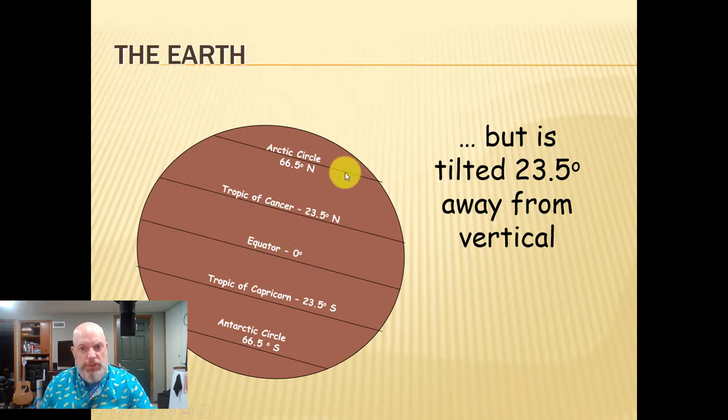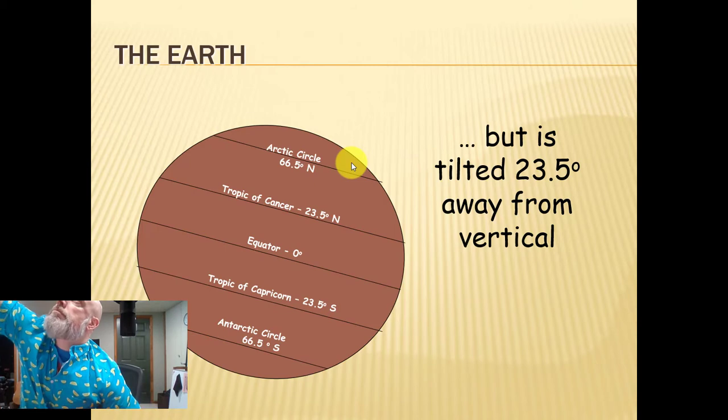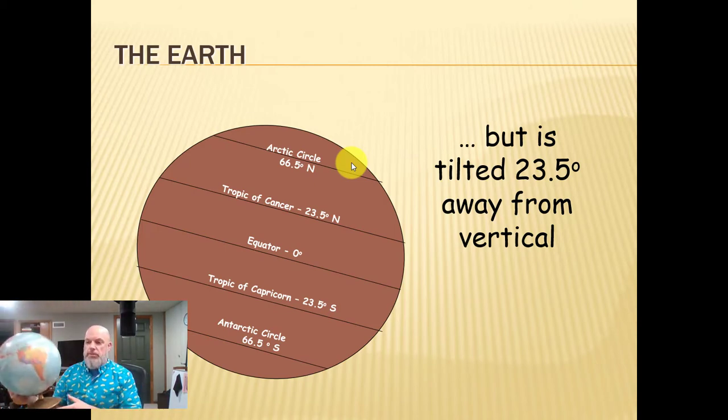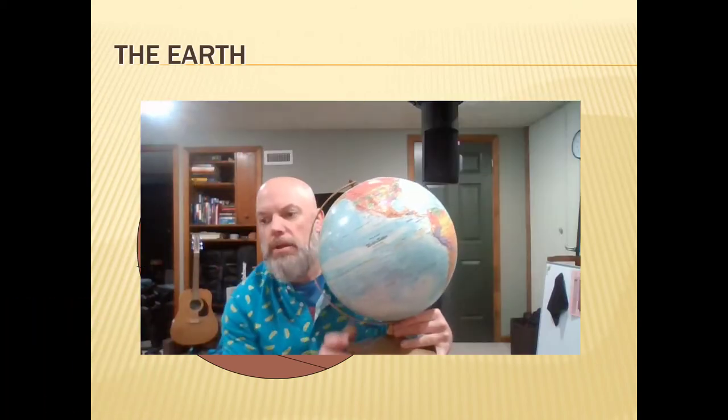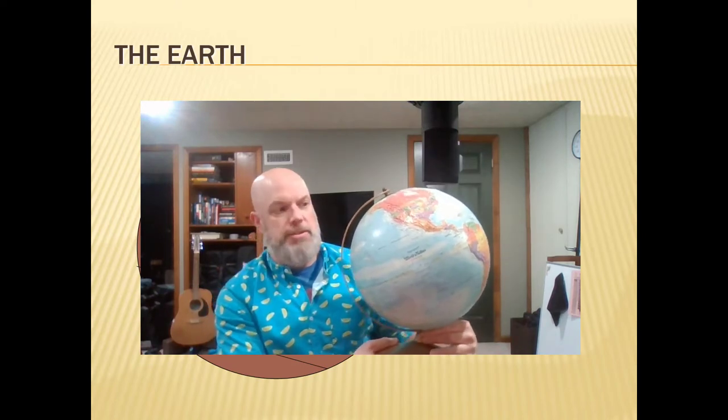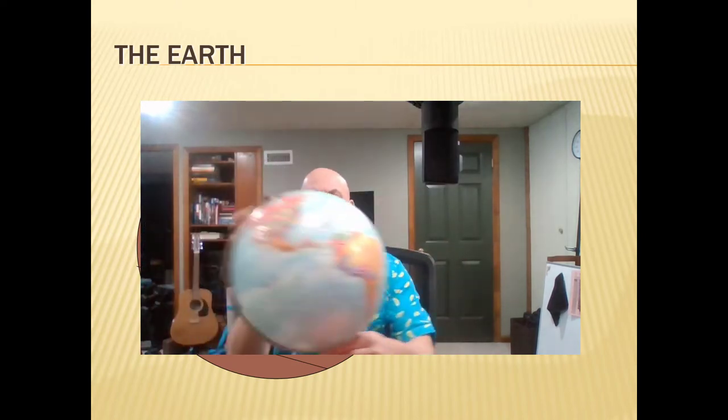So the Earth isn't straight up and down. It has this vertical tilt to it, 23.5 degrees. That's why every time you see a globe of the Earth, it's tilted 23.5 degrees from vertical, right? And that's relative to the plane of the sun.